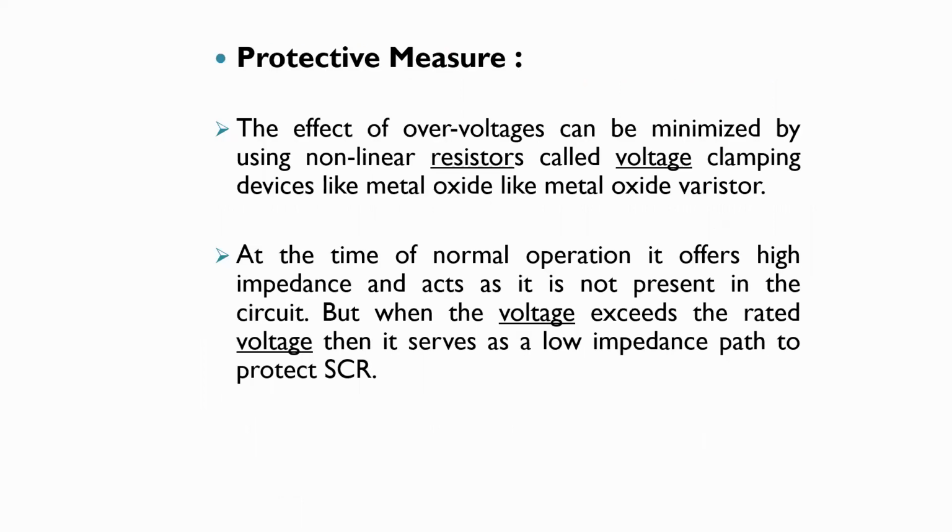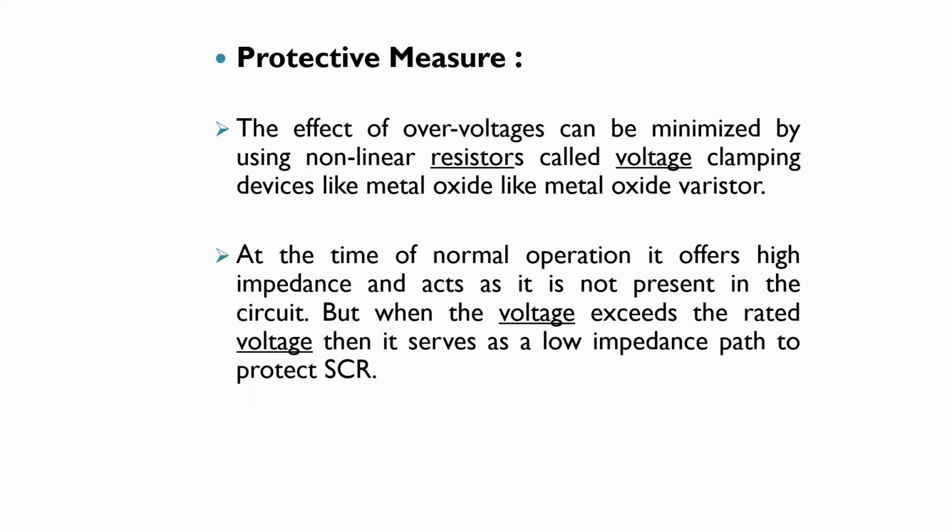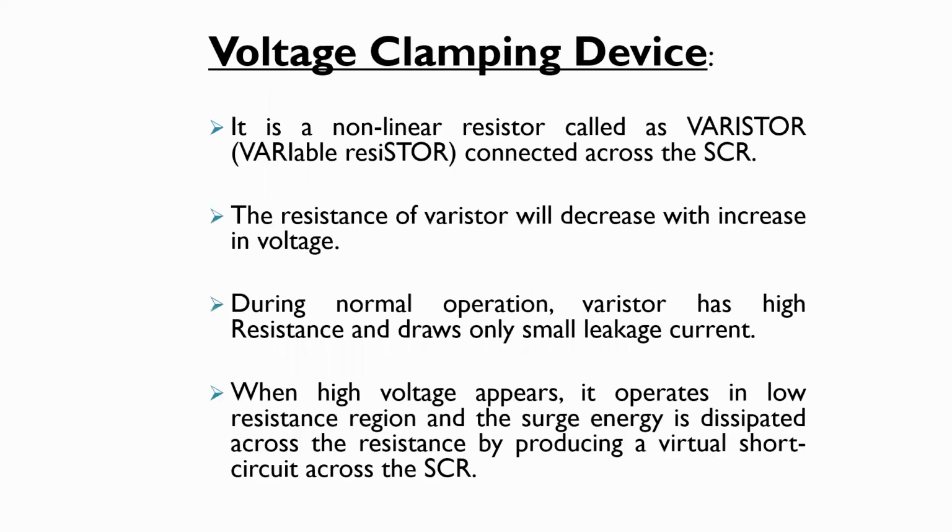So what are the schemes? The first is the protective scheme. The effect of over voltage can be minimized by using non-linear resistors or voltage clamping devices like metal oxide varistors. When operating at normal voltage, they offer high impedance and act as if they are not present in the circuit. But when the voltage exceeds the rated voltage, they serve as a low impedance path for the protection of the thyristor. This is how we can minimize the over voltage.